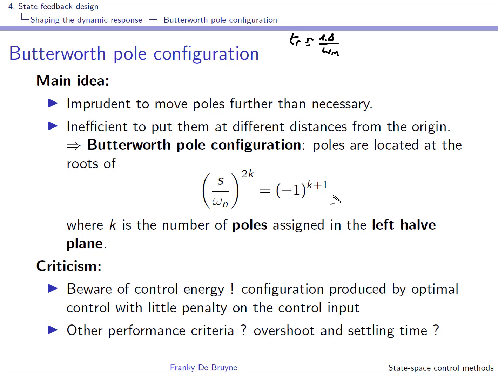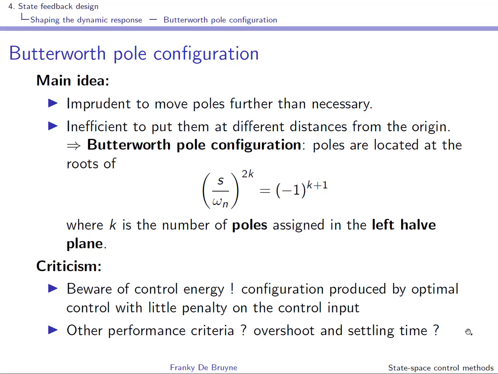So the criticism is then, well, we look at the rise time, but what about the other performance criteria such as overshoot and settling time? Also, it is not clear what the influence is on the control energy and if this method is going to produce controls that are not too nervous. Well, let us look at an example.